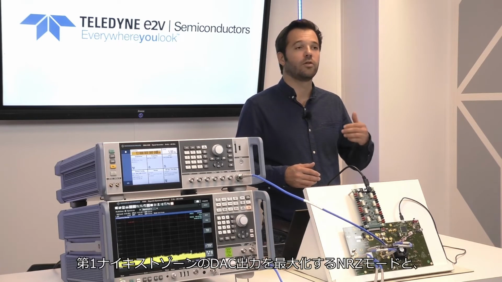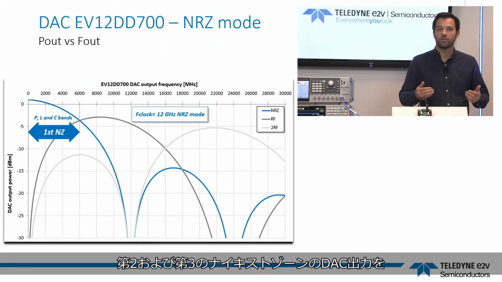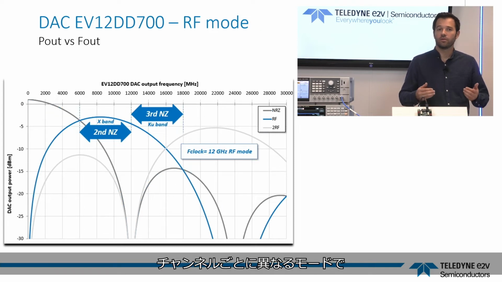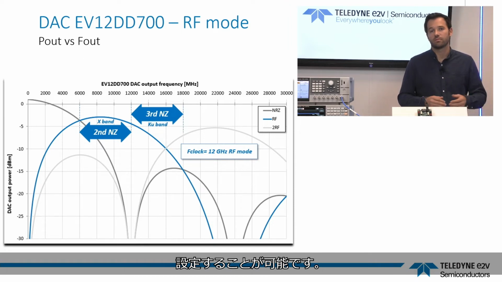Indeed, DAC EV12DD700 can configure a different mode on each channel. NRZ mode to maximize DAC output power in first Nyquist zone, and RF mode to optimize DAC output power in second and third Nyquist zones.